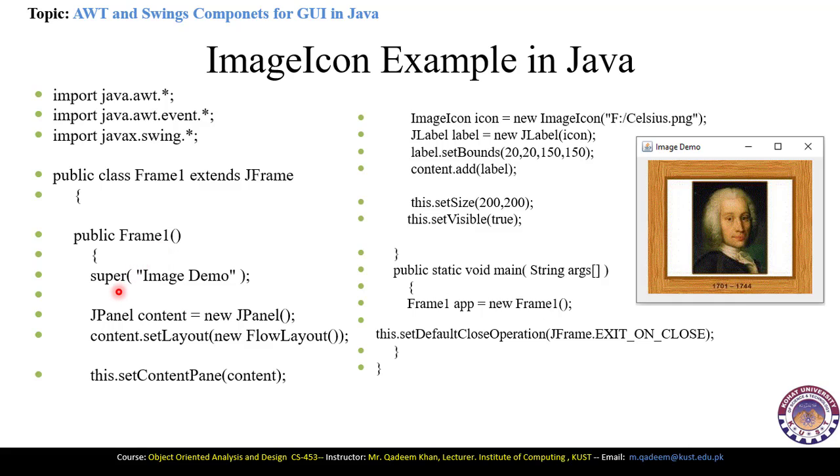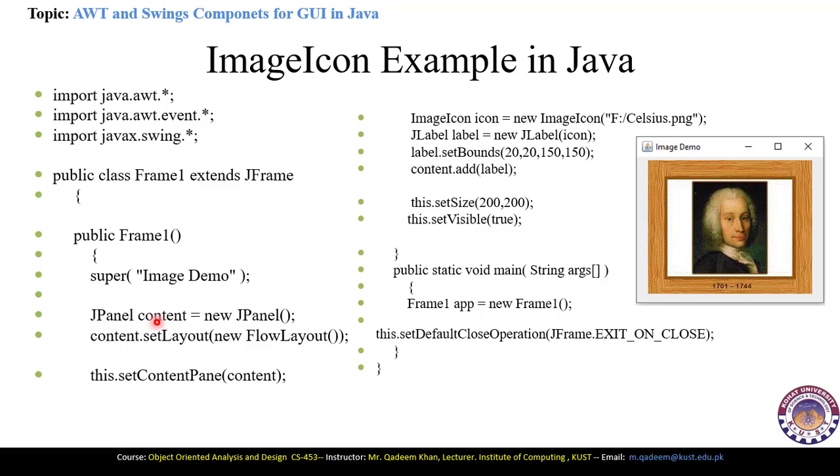Frame1 is the constructor. Then we have the super function. The super function defines the title of the window. Here it is "Image Demo", so this defines the title of the window. Next we have the JPanel. Content is equal to new JPanel. Here we have defined the JPanel, and inside the JPanel we will place the controls, and then the JPanel will be added inside the window.